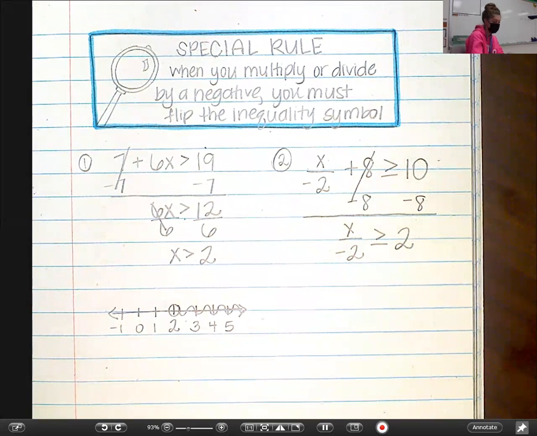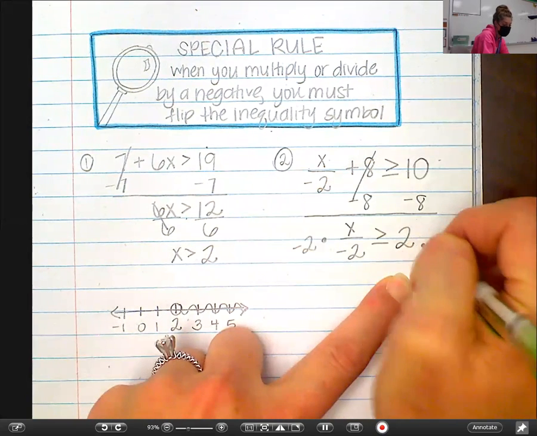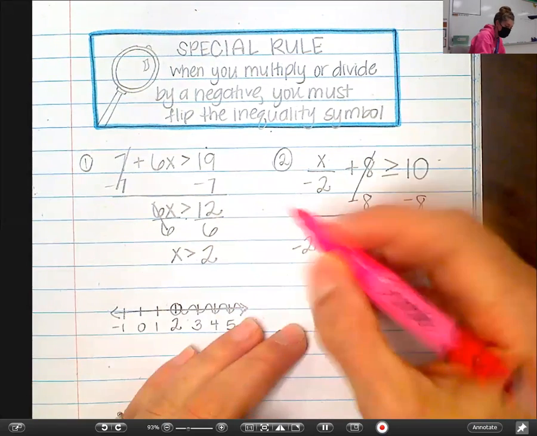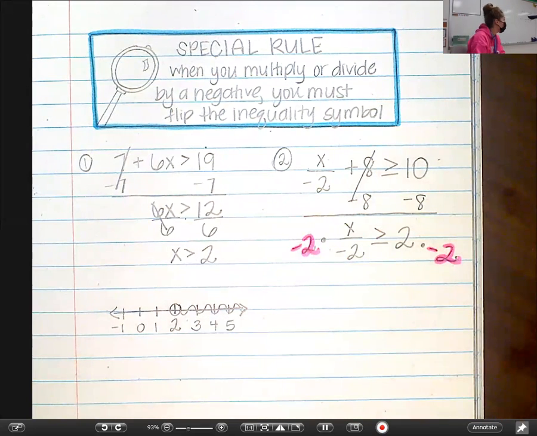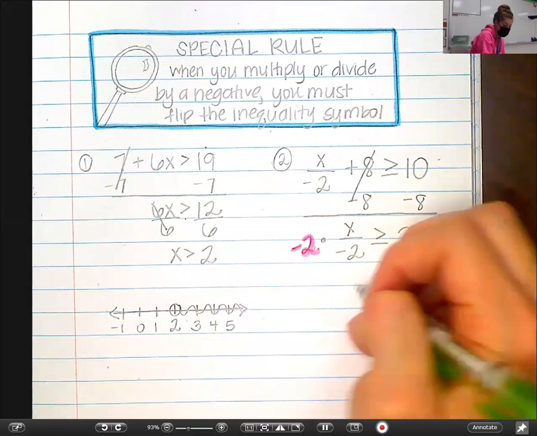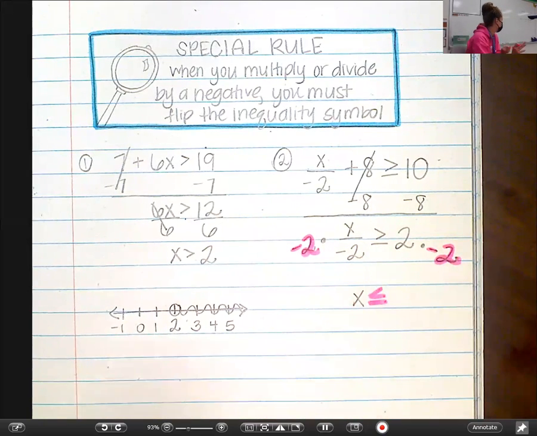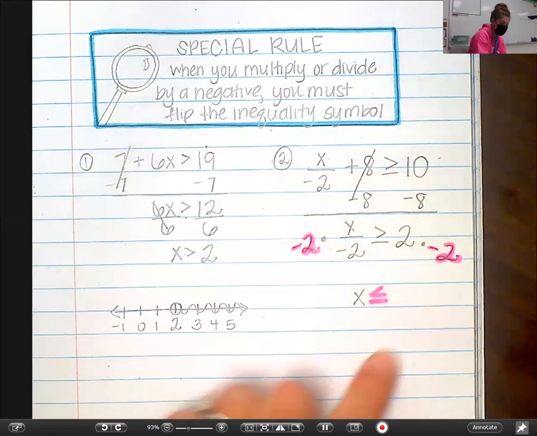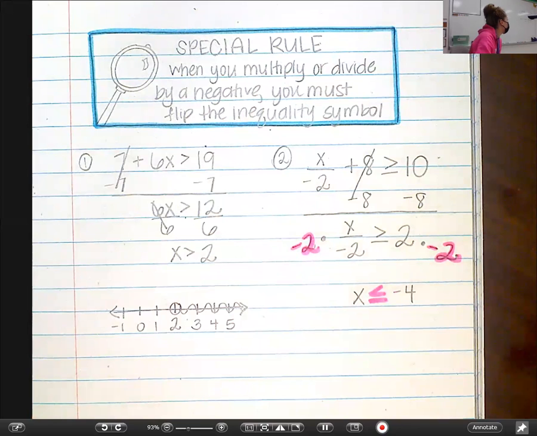All right, so our next step is to multiply by -2 to make that -2 disappear. The second I say that to myself in my head, that warning should be going off. We're multiplying by a negative. Therefore, my inequality symbol literally rotates. If it was open to the left before, it is now open to the right. x is less than or equal to -4.